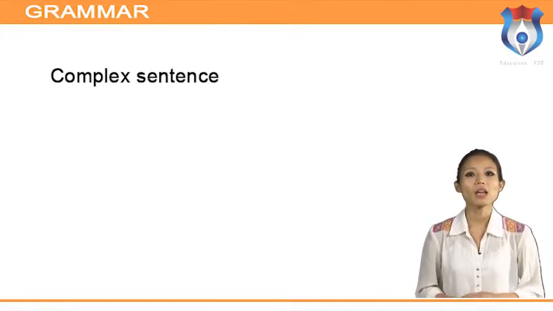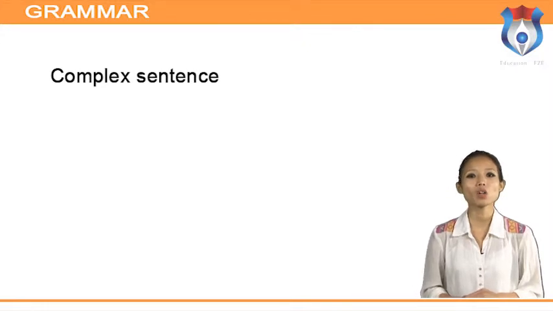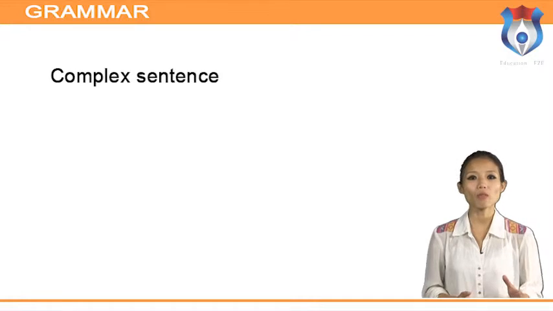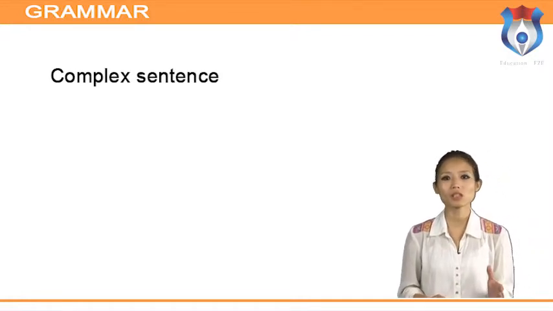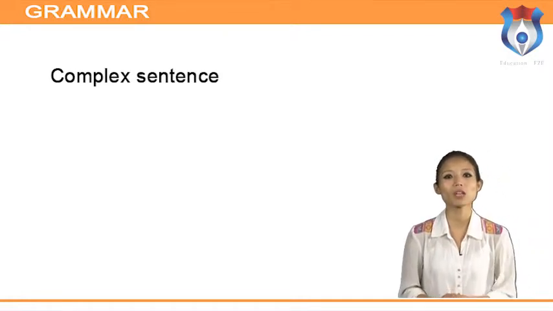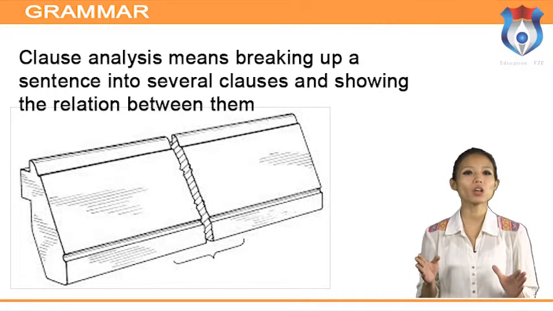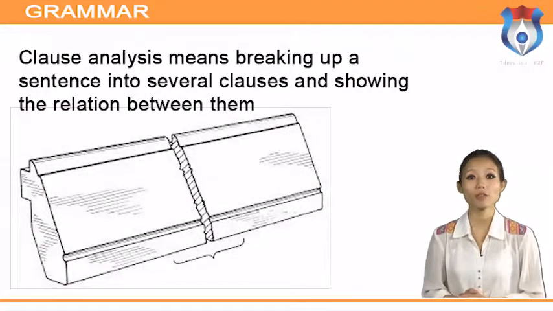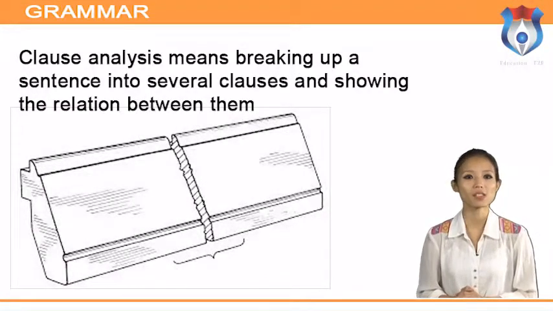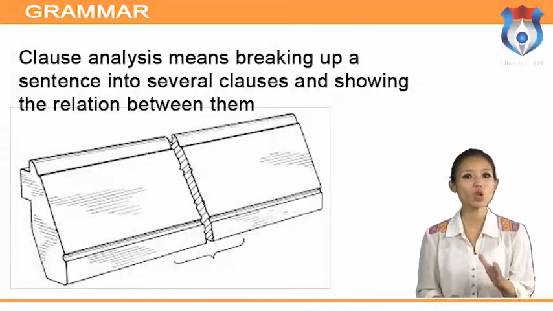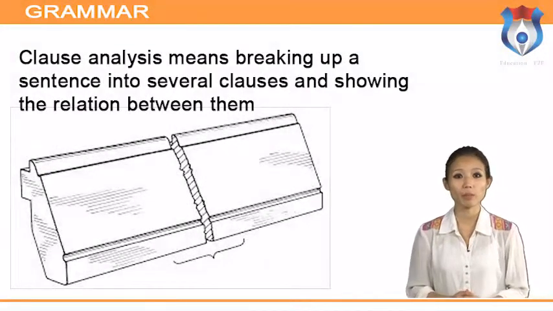Complex sentence. It is made up of an independent clause along with one or more dependent clauses attached to it. They are more effective than compound sentences because they give a clearer and more specific relationship between the main parts of the sentence. Analysis of sentences. Usually when a complex or compound sentence is given for analyzing, the clause analysis is required. Clause analysis means breaking up a sentence into several clauses and showing the relation between them.